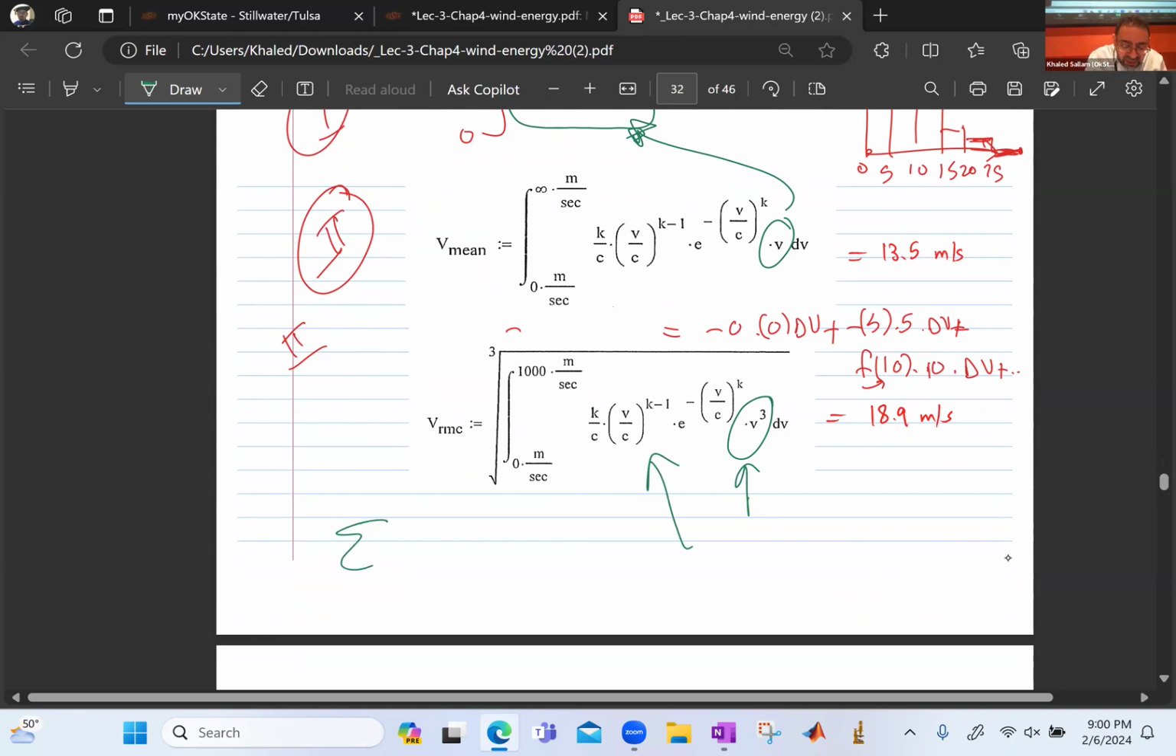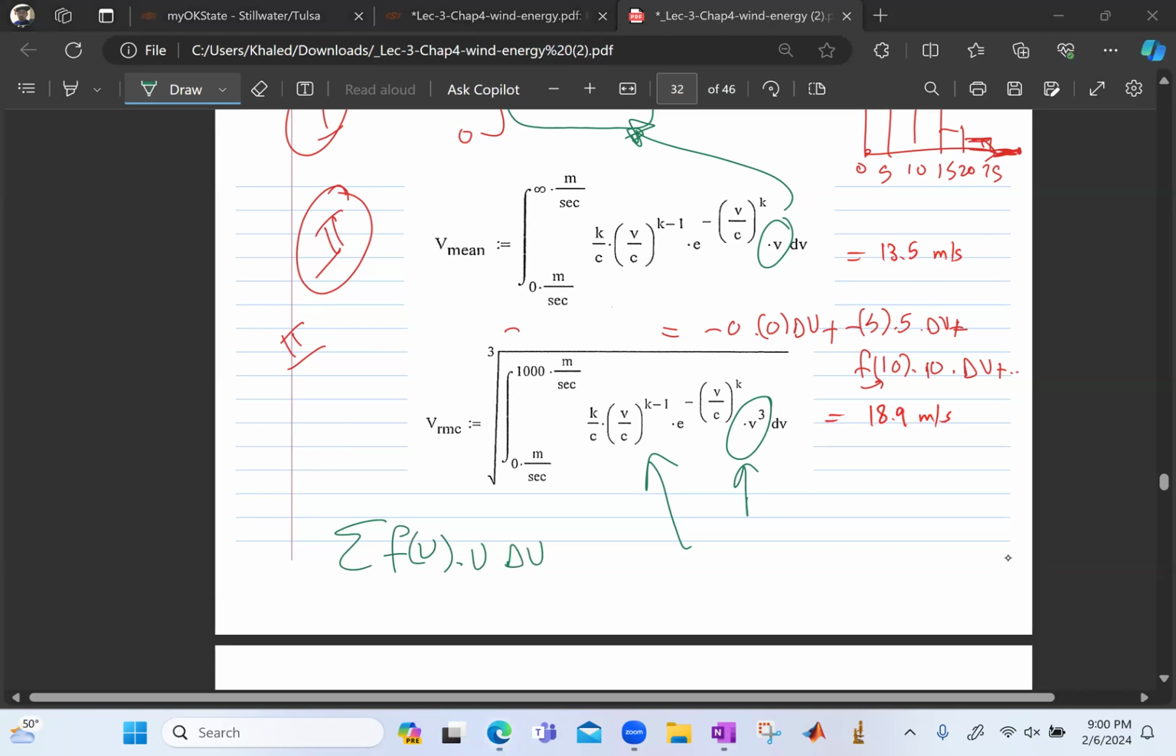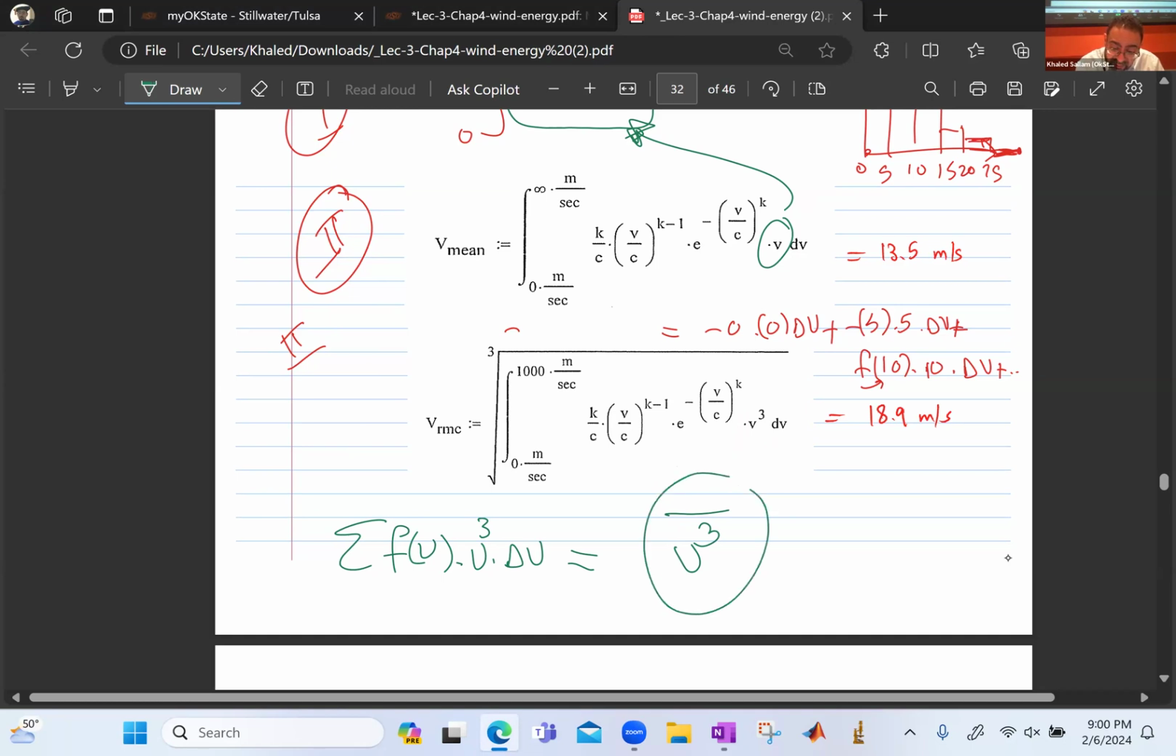So rather than do the summation of f of v, delta v, and add, you're going to get the average of v cube. You multiply v cube with f of v, and you add them. Does this make sense? So of course, at the end, that will be the average v cube. So then this quantity here is the average v cube.